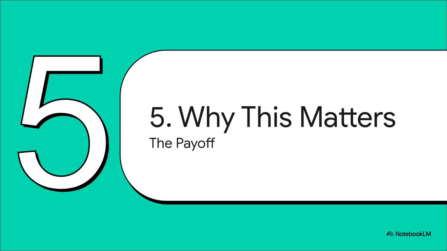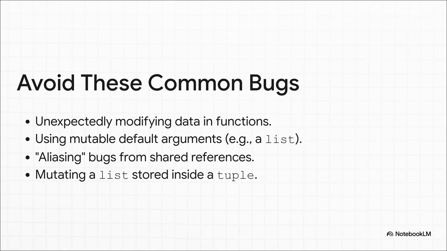All right, last section, number 5. Why this all matters. And this is the real payoff. Seriously, getting this concept helps you sidestep some of the most infuriating bugs in Python. Has this ever happened? You pass a list into a function, and the function messes it up without you realizing it. Or, oh, this is a classic: you use a list as a default argument, and the function starts behaving weirdly, remembering things from previous times you called it. Yep, those are all classic symptoms of not paying attention to mutability.